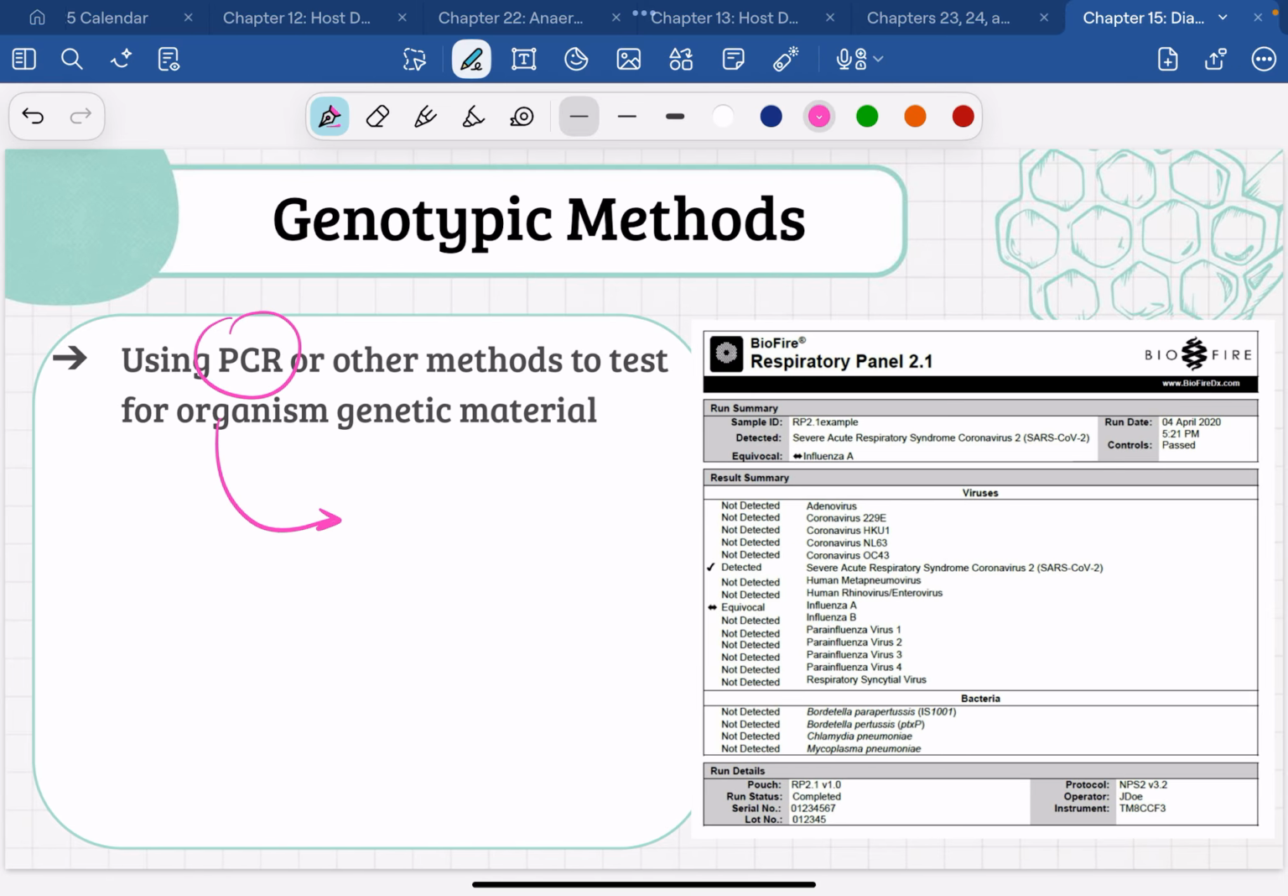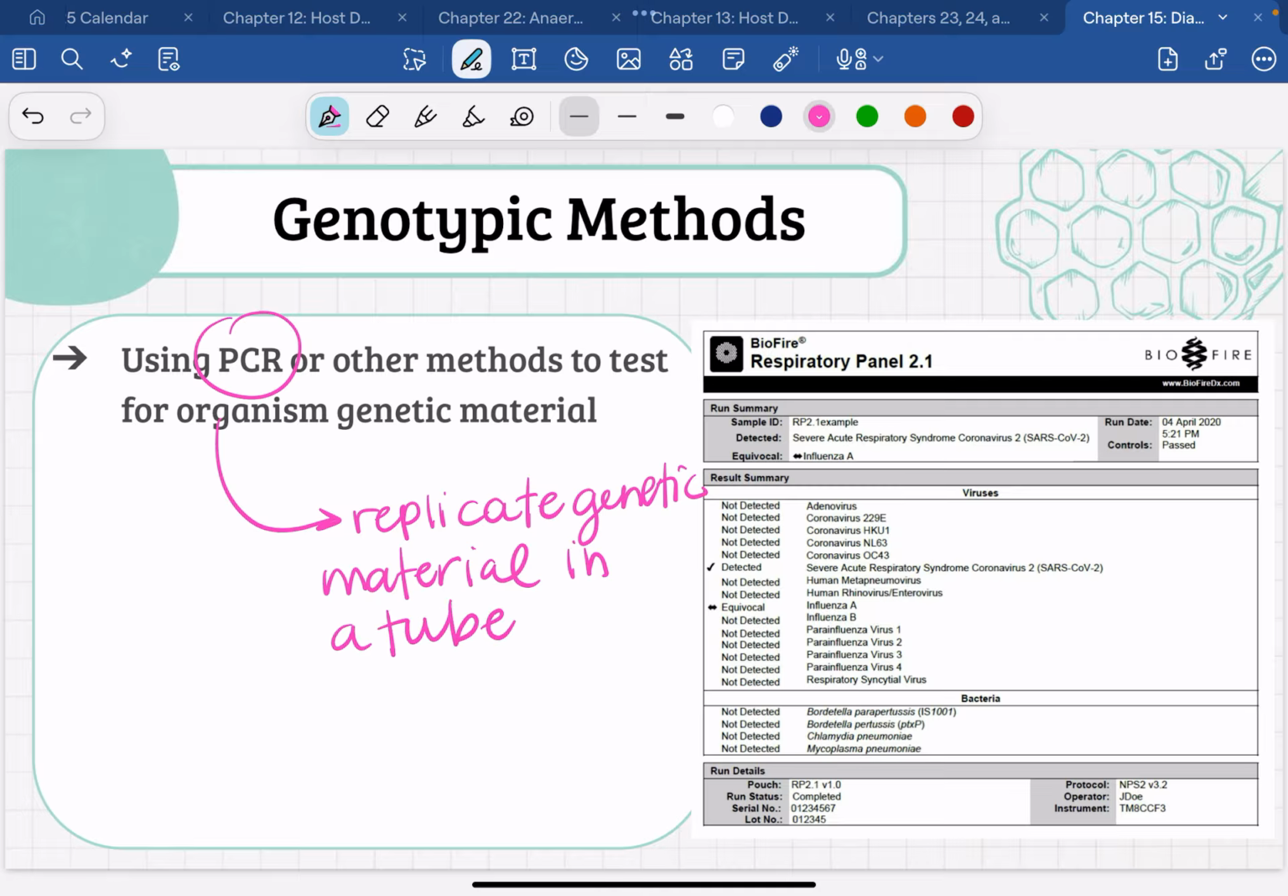And remember, PCR is a procedure to replicate genetic material. It can be DNA or RNA in a tube or in a lab or in a microarray, but it basically means outside of the organism. So you take a tiny amount of an organism's DNA and you replicate it over and over and over again.